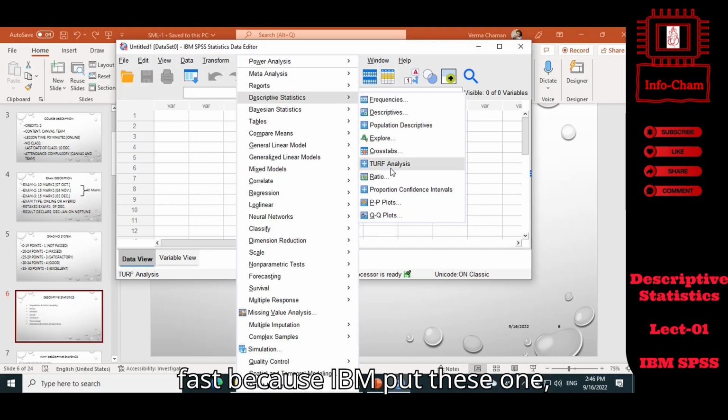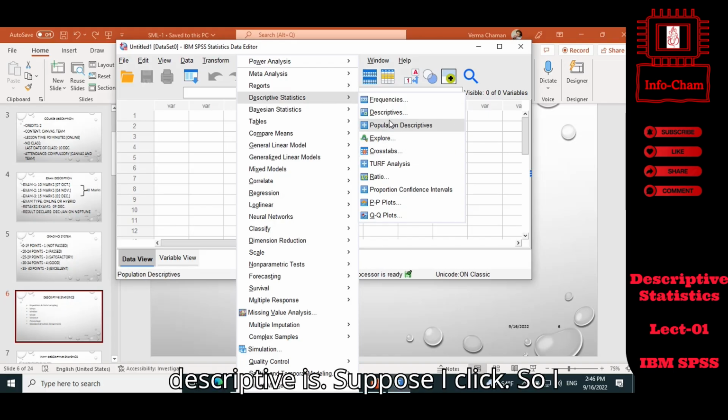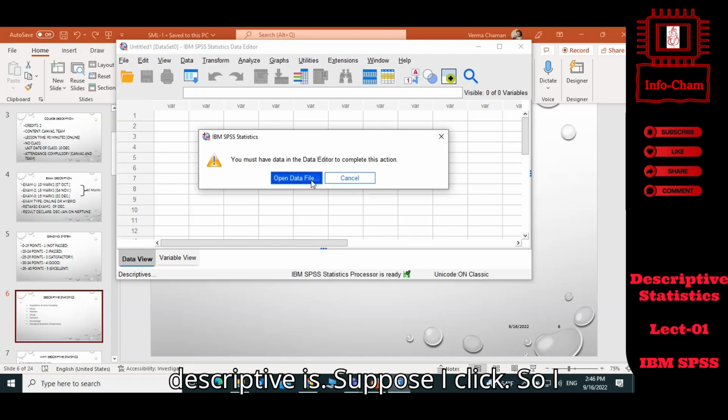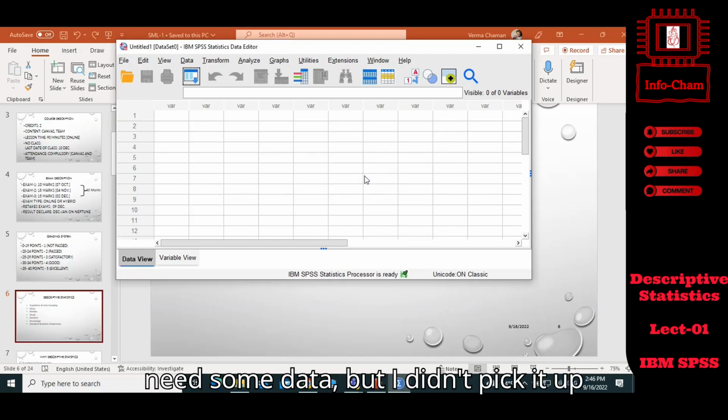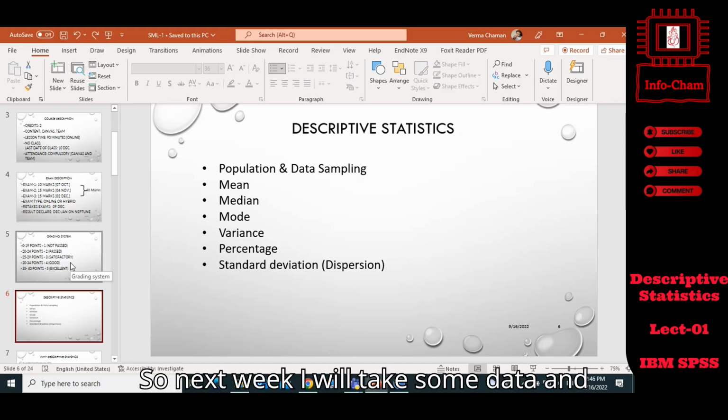IBM put these in. But in statistics, the basic term descriptive is, suppose I click, so I need some data, but I didn't pick it up right now. So descriptive things will be like that. Okay, but we will do it in practice next week, not now. Now we have to understand the concept from the theory point of view. Next week I will take some data and show you.